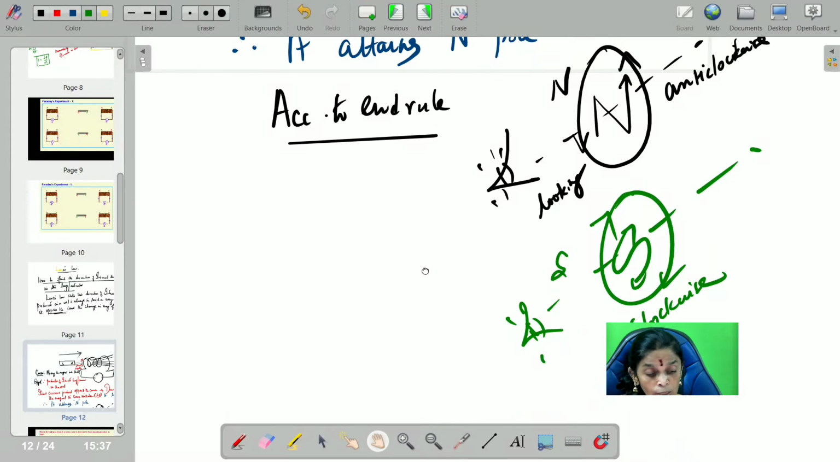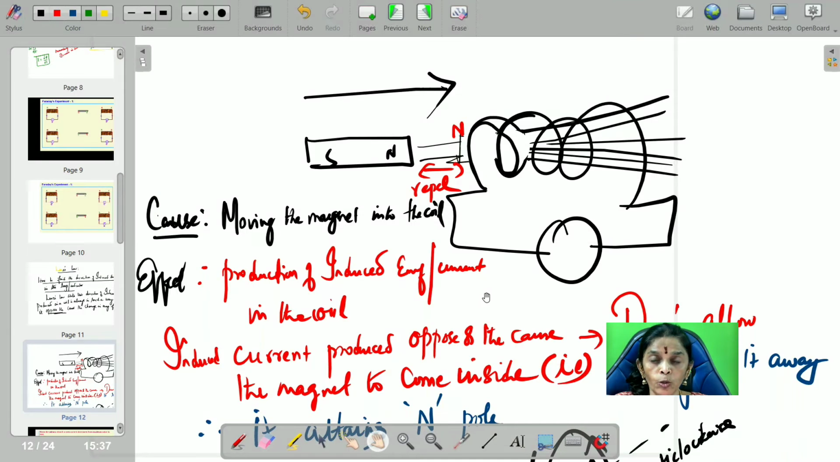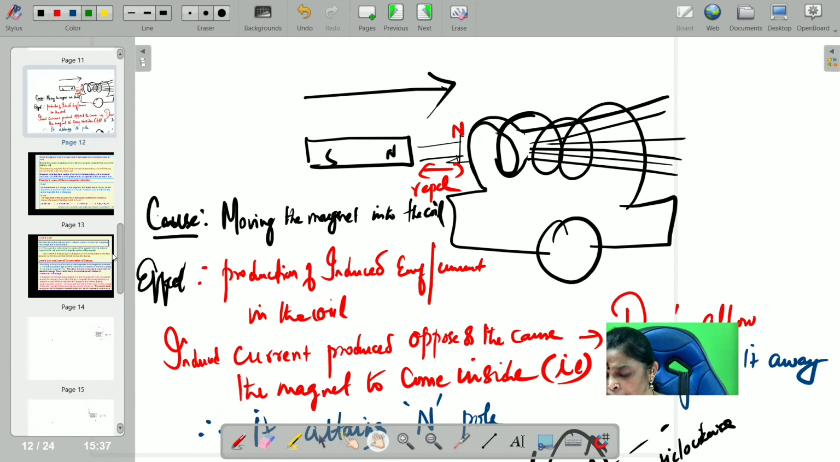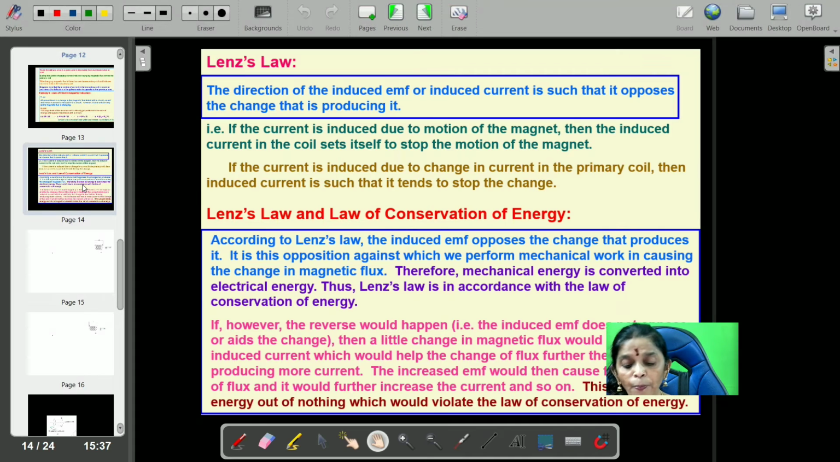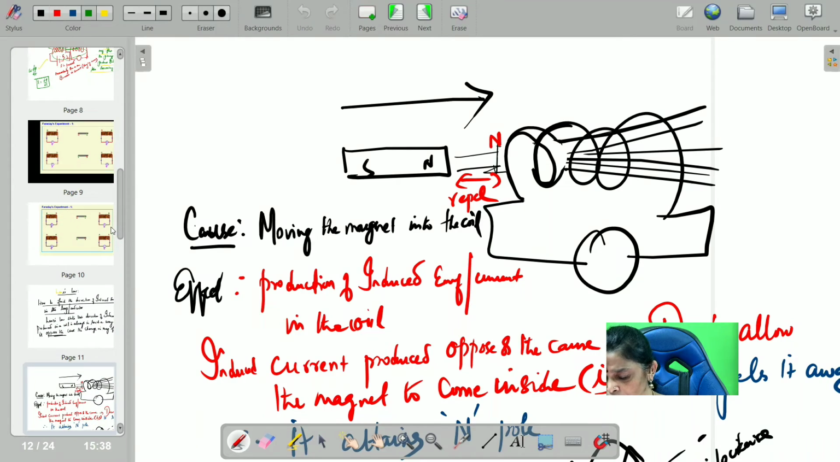Please understand, children. Once again, let me repeat the concept here. You are finding the direction of the induced current. Already we know there is a change in flux, that is, induced EMF. There is a change in flux whenever you bring the magnet into the coil. Lenz's law states that when the magnet is brought inside or outside, there is a change in magnetic flux, and it opposes the cause of change in magnetic flux. Read out: the direction of the induced EMF or induced current is such that it opposes the change that is producing it. I've already told you what the change is. What is the cause of the change here? We have seen it here.